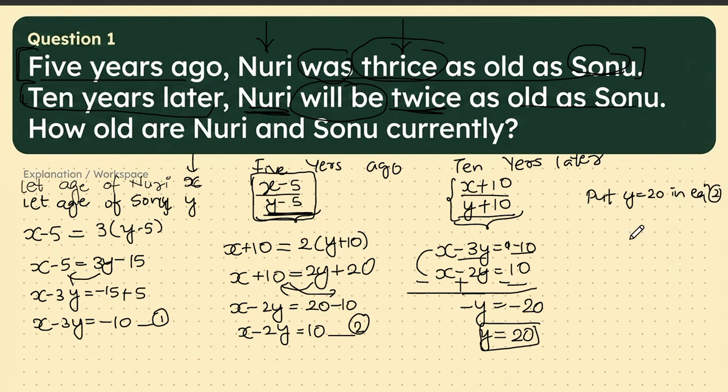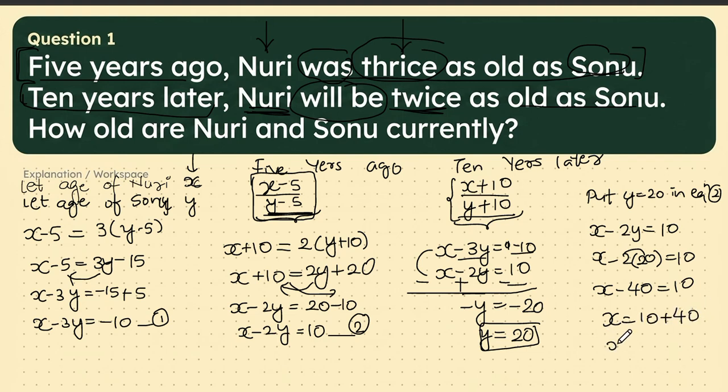Okay, in any one of the equations we have to put. So equation number 2 is what? x minus 2y is equal to 10. So x minus 2, y is nothing but 20, is equal to 10. So x minus 2 into 20 which is 40 is equal to 10. So if we take minus 40 to that side, we'll get x is equal to 10 plus 40. That means x is equal to 50.